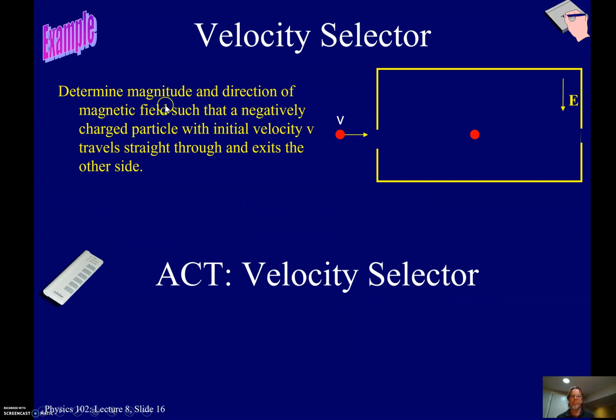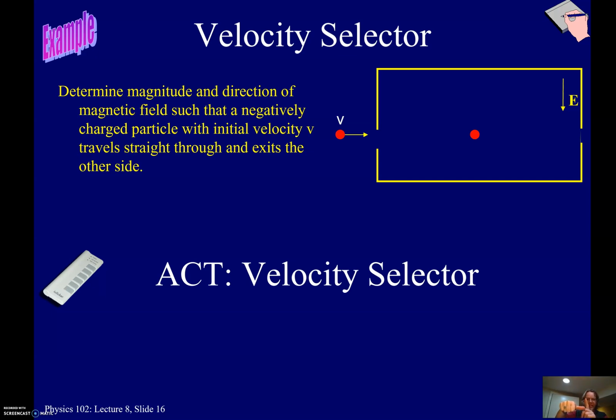Okay, so here we go. Determine the magnitude and direction of a magnetic field in such a way that a negatively charged particle, you see the negative? That's your left hand, with initial velocity v. I'm going to point my thumb in the direction of that velocity, going this direction, and the field is downward. So the force is in what direction? Remember, it's a negatively charged particle. If the field is down, the force is upward on it. The electric force is upward.